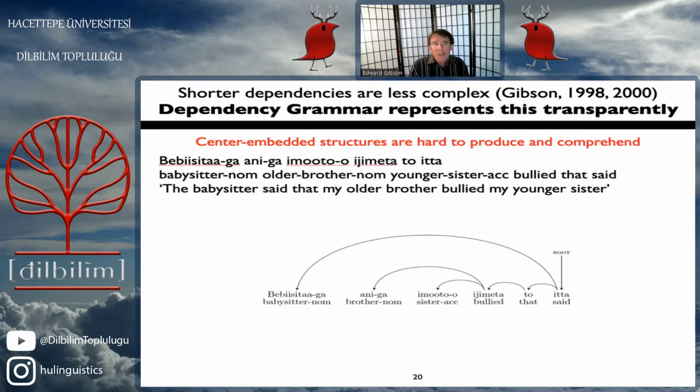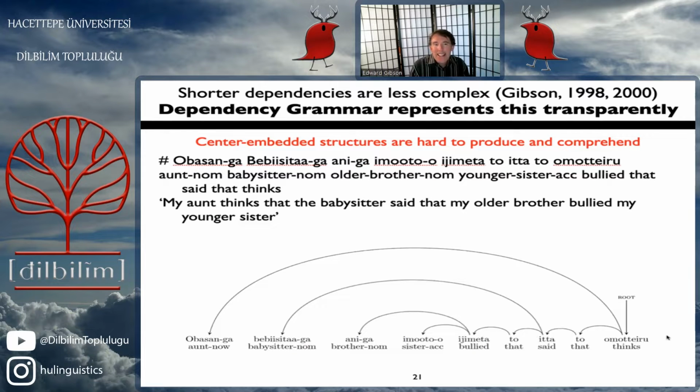But this is for the purposes of embedding again. I can put something inside that again. Technically I should be able to do that, and it ends up with something which is really hard to produce and comprehend in Japanese. So this is the aunt thinks that the babysitter said that the brother bullied the sister, and that's really hard to understand and produce. Again, very long distance connections. Maybe that's what's driving the difficulty of producing and comprehending the long distance connections. And that's the generalization across all languages.